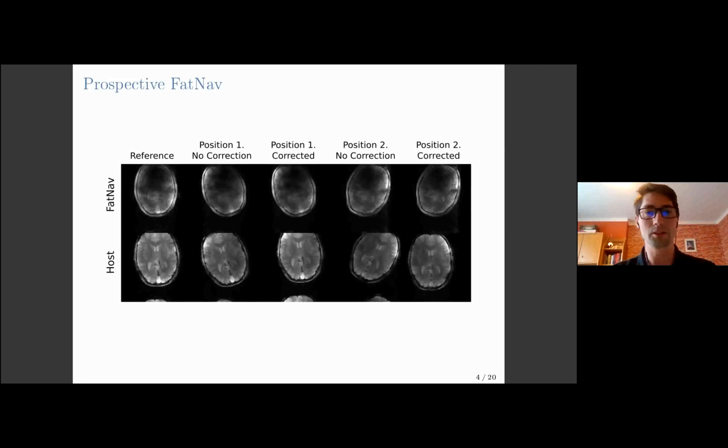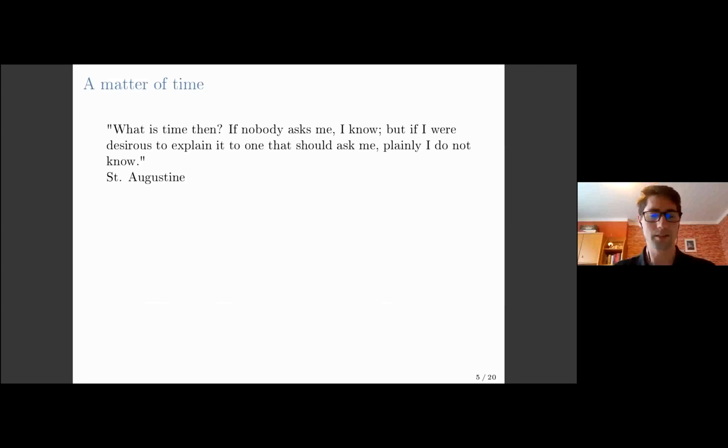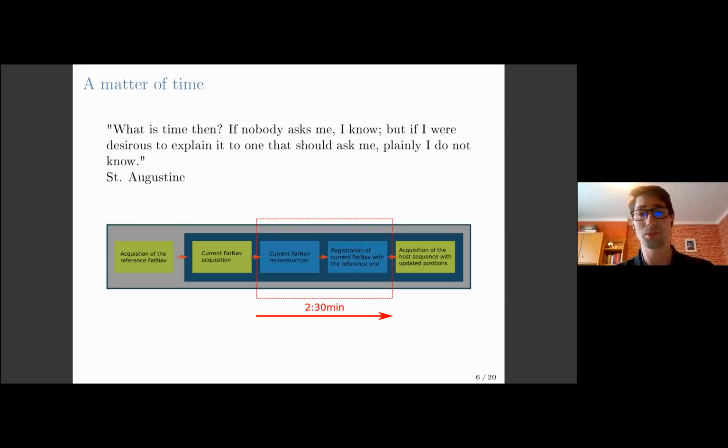And I think this is a good time to make a small philosophical interlude. So everyone knows this quote by St. Augustine, but it's not so clear when exactly he said that. And my gut feeling is that he must have been working on a prospective FatNav motion correction, and just someone asks him, okay, so Augustine, how long does it take to reconstruct FatNav images and then register them? And he said this instead of saying that, well, actually we need about 2.5 minutes to do that, which is quite long, and it's not so prospective anymore when you consider this.